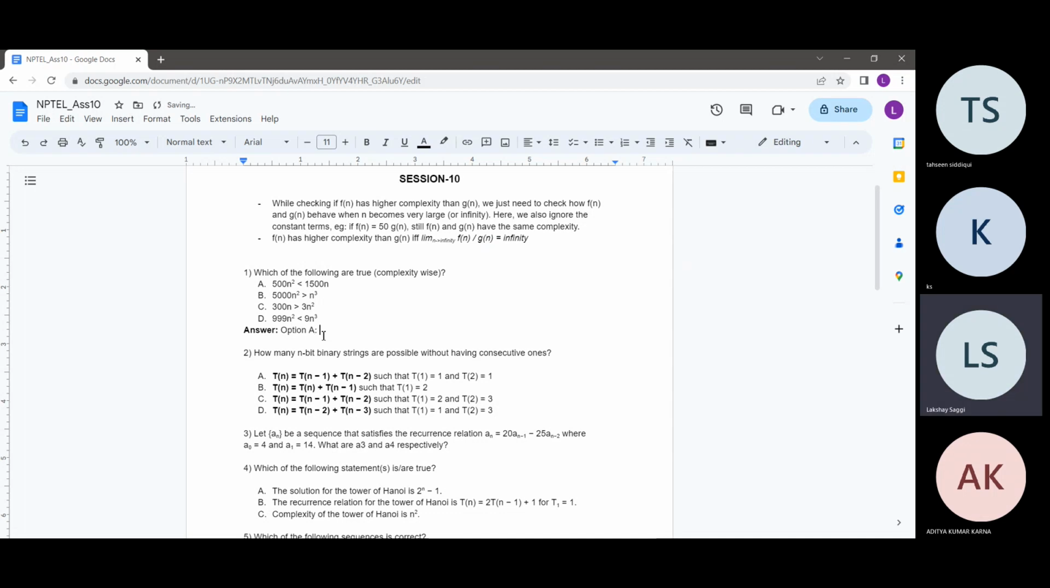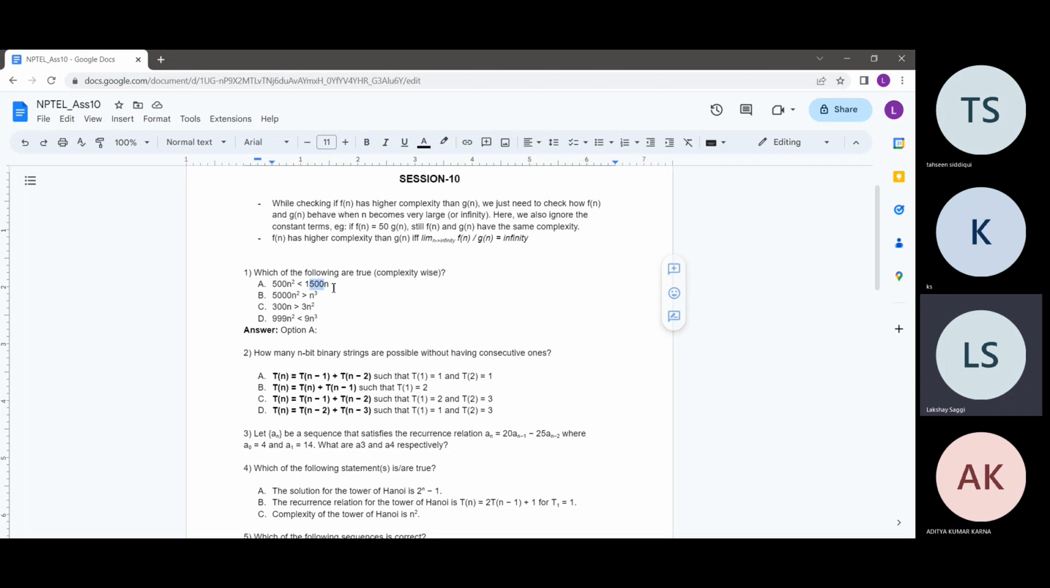Option A is saying 500n square is less than 1500n. For this question, do you guys think it is correct complexity wise? You can see that we are interested in the highest power of n and we are not interested in the constants. So this 500n square can just be thought of as n square and this 1500n can just be thought of as n. For smaller values of n, for sure, for n equals 1, this function is larger than this. But since we have to compare complexity wise, we just need to argue when n is very large, which of the values will be larger.